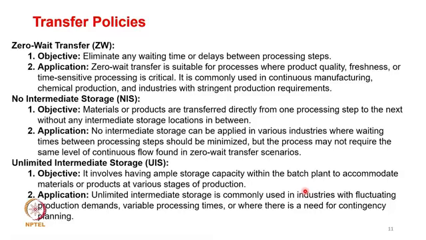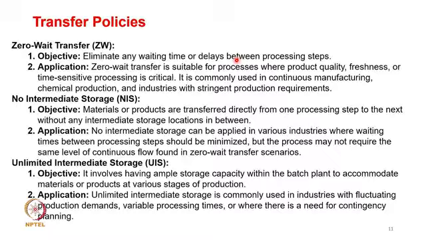The simplest one, or rather the first one, is what we call the zero wait transfer. Zero wait transfer is ZW. Here we eliminate any waiting time. So, your stage 1 to stage 2 is immediate. Zero wait transfer is suitable for processes where the product quality or freshness is time sensitive. You do not have time to wait. The subsequent process has to be started immediately, and it is time critical. It is typically used in continuous manufacturing, because in continuous manufacturing everything is continuous and typically there is no wait involved.